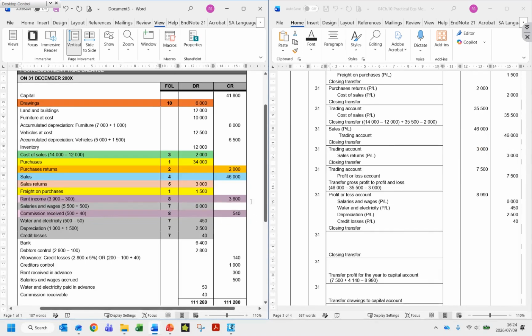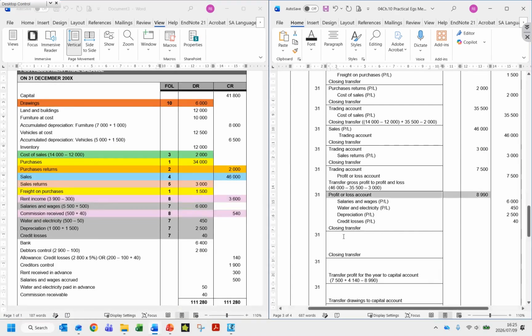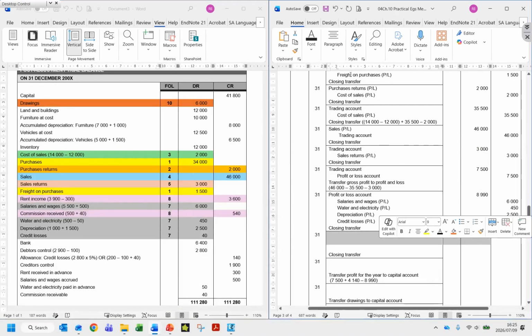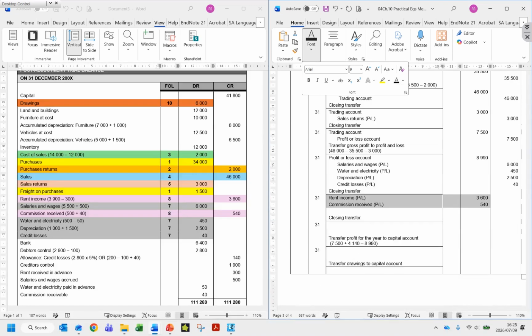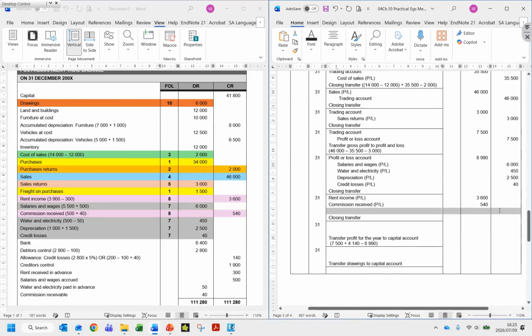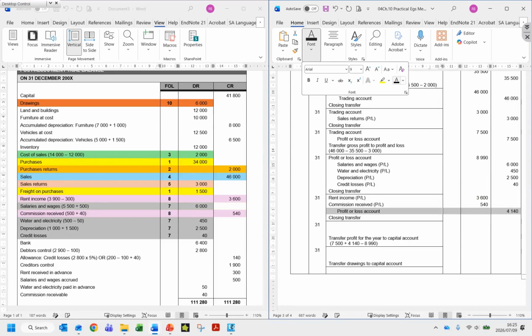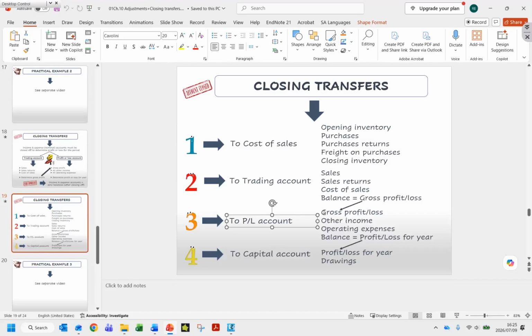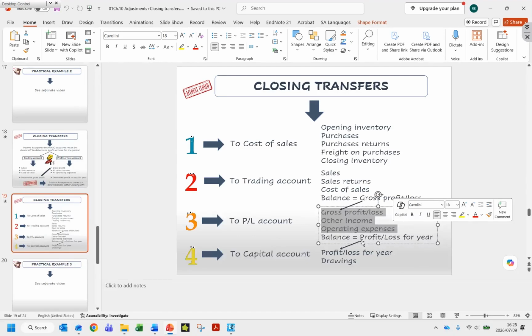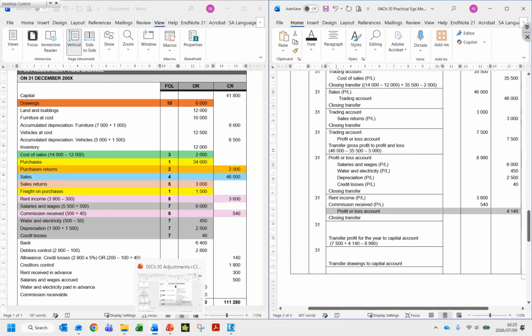As you can see, there are two income items that have credit balances. In order to close them off, we need to debit those accounts, and we credit then the profit or loss account. So now in the profit or loss account, we have our gross profit, we have all our other income items, and we have our operating expenses. We now balance this account in order to calculate the profit or loss for the year.